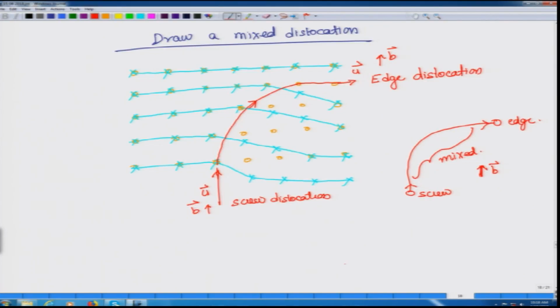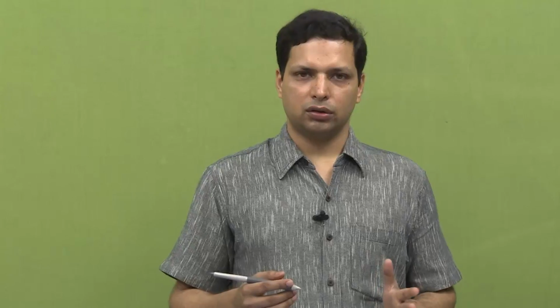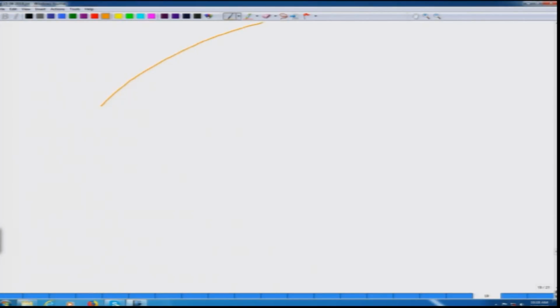So, how would it work when you have a mixed dislocation, meaning in terms of finding the character? Can we resolve it? There are two methods of resolving. So, let us say this is a dislocation line, we are looking at a very small segment, but what we know is that the Burgers vector is going something like this.